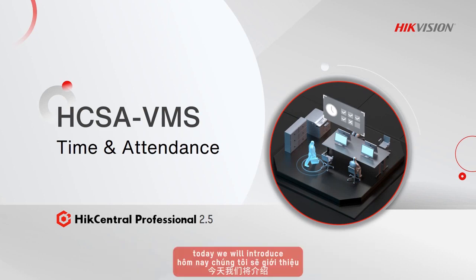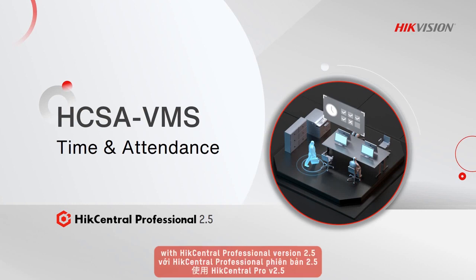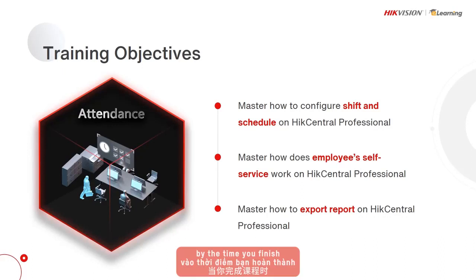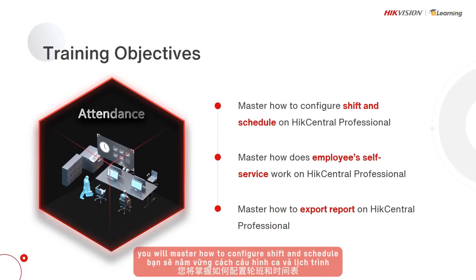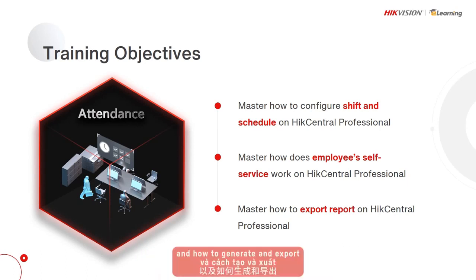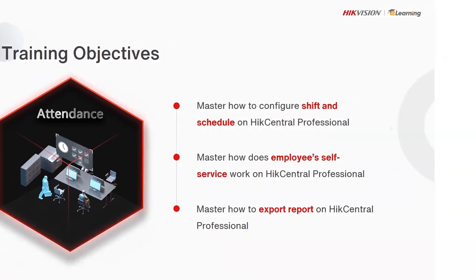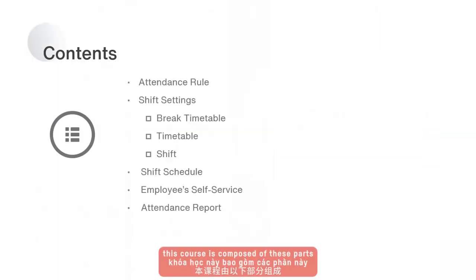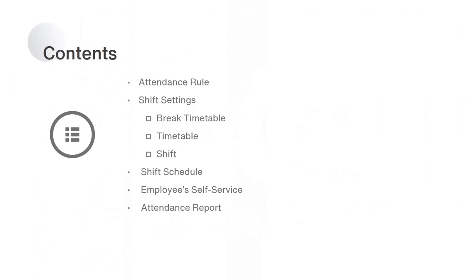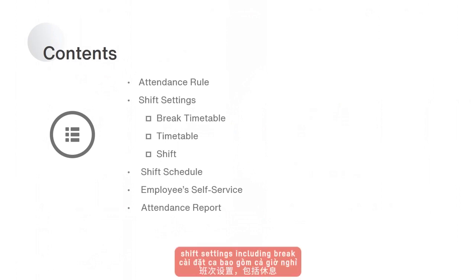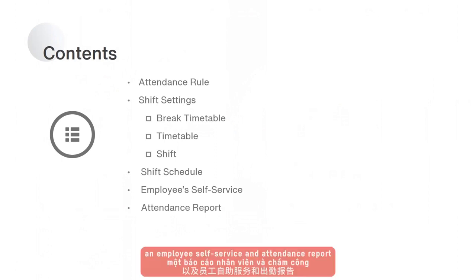Today we will introduce time and attendance system operation with HikCentral Professional version 2.5. By the time you finish, you will master how to configure shift and schedule, and how employees' self-service works, and how to generate and export reports on HikCentral Professional. This course is composed of these parts: attendance rule, shift settings, including break, timetable, shift, and shift schedule, and employee self-service and attendance report.